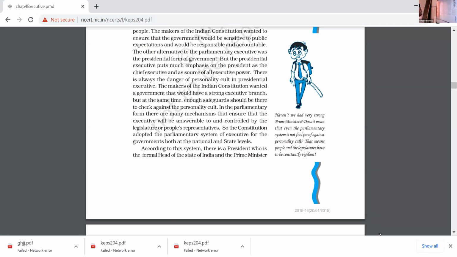So the constitution adopted the parliamentary system of executive for the governments, both at the national and state levels. Underline that. So we know that we are following a federal system, with more than two levels of government. Clear? Central government is there. In India, it is called the Union Government of India, the central government. And state governments, a number of state governments related to the number of states and union territories. Special governments are there for the union territories. Clear? And local self-government, but the system is almost the same.